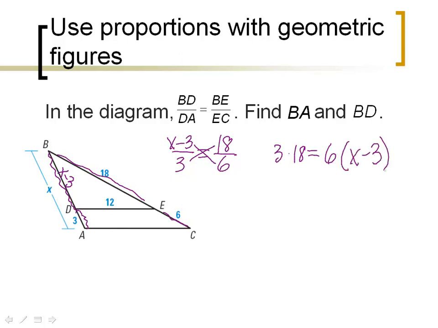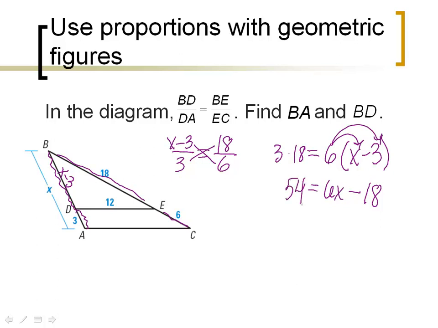So 3 times 18, well, actually, I'm going to simplify this a little bit differently here. Looking at this problem, let's distribute. 6 times x is 6x, minus 6 times 3 is 18, equals 3 times 18. 3 times 18 is 54.